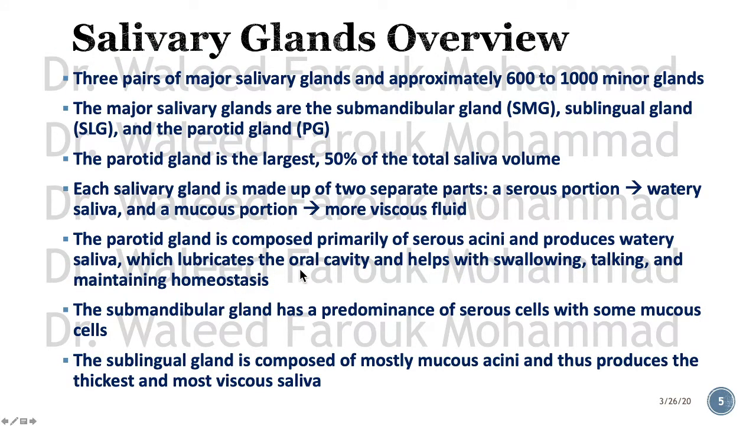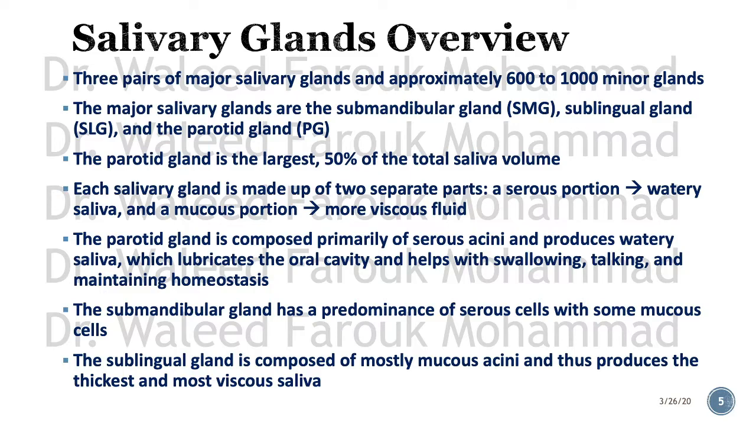Okay, overview of the salivary glands. There are three pairs of major salivary glands, as you know, the parotids, the submandibular, and sublingual, and there are approximately 600 to 1,000 minor glands in the mucosa of the oral cavity and the pharynx, the oropharynx. The major ones are the submandibular, the sublingual, and the parotid, as we said. Parotid is the largest. It takes about 50% of the total saliva volume.